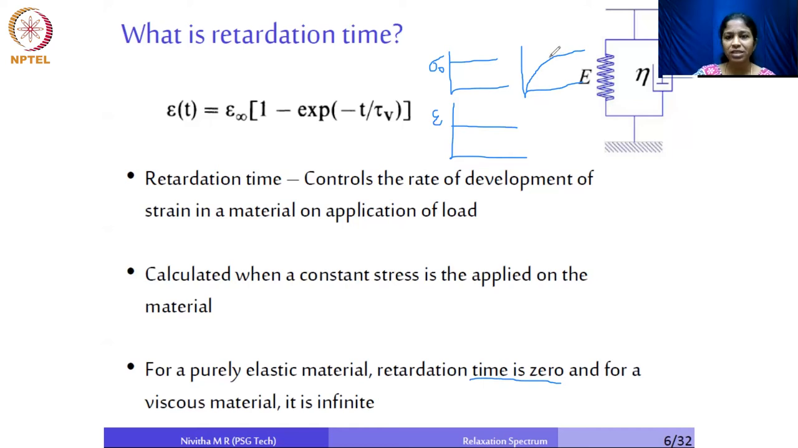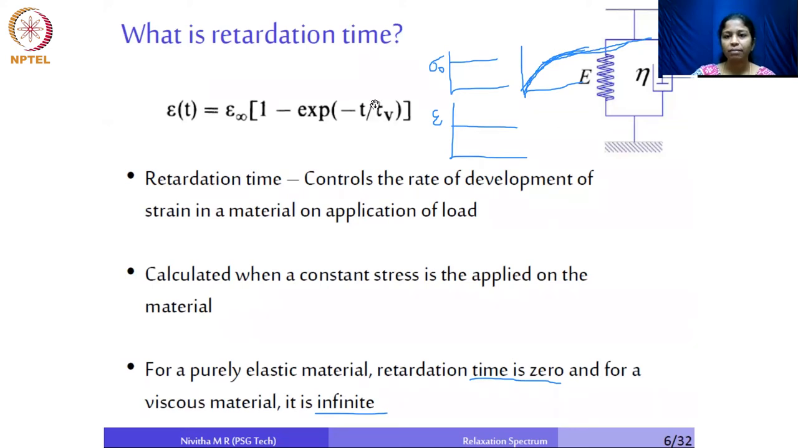And for a purely viscous material, you can see the strain is just going to keep increasing. Therefore, the retardation time for a purely viscous material is infinite. Okay, so that we explain using a Voigt unit. And this is basically applicable when you do a constant stress experiment, right? So the basic understanding here is the rate of development. So this rate, right, it is controlled by the retardation time, and it is zero for a purely elastic material, and it is infinite for a viscous material.